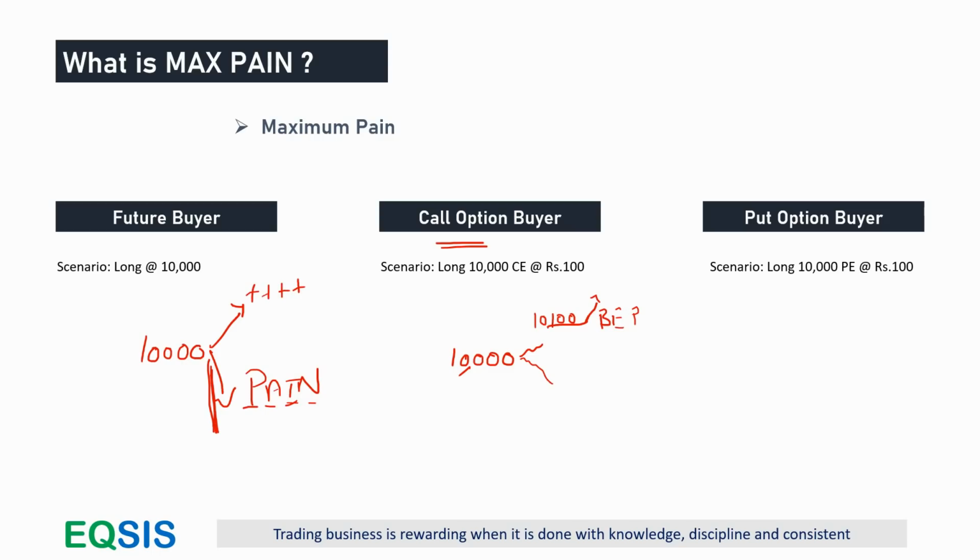So let's actually take the put option perspective. As a put option buyer, when I trade the 10,000 put option and the price goes down by 100 rupees, it breaks even, and below that it makes me comfortable. If it fails to do so, I risk 100 rupees. That's the pain to me as an option buyer.